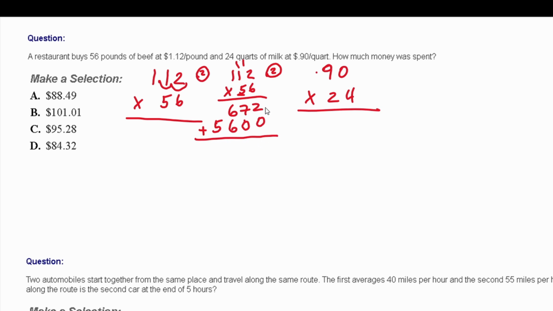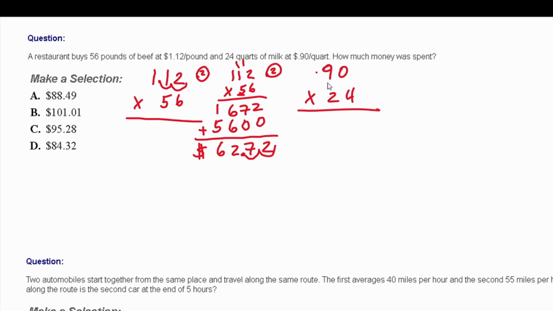All right, let's add these together. 0 plus 2 is 2. 7 plus 0 is 7. 6 plus 6 is 12. Carry your 1. 5 plus 1 is 6. Bring our two decimals back in. Okay, so we know that in total we spent $62.72 for 56 pounds of beef.